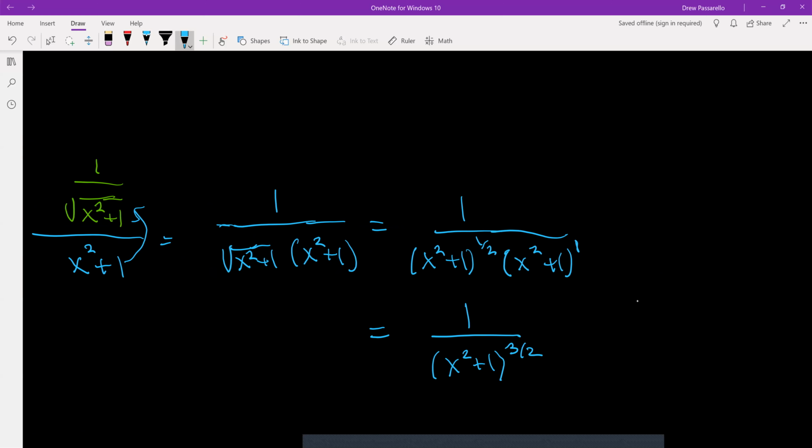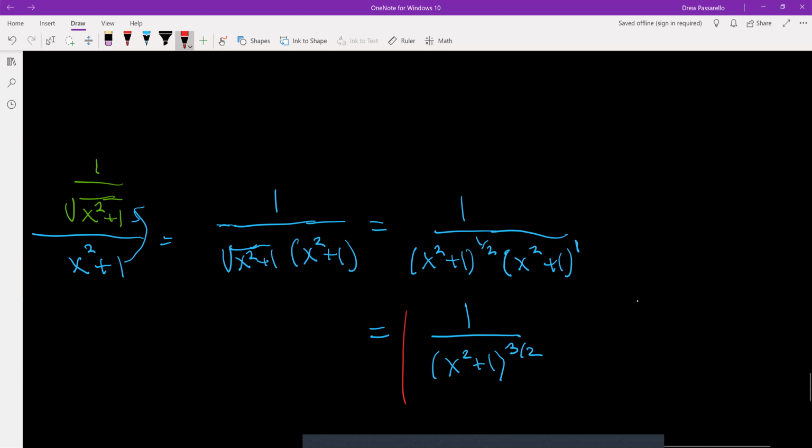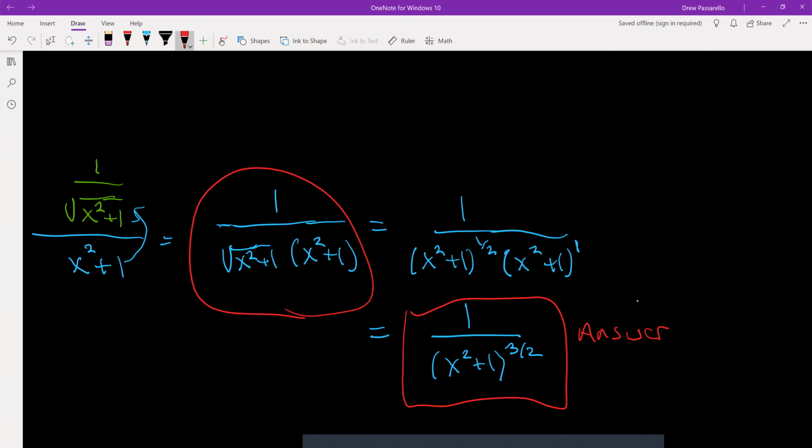And then that would be it. That would be the answer. Now keep in mind that is the same thing as this. So this is the same, it's just rewriting it further. So same result, just written differently.